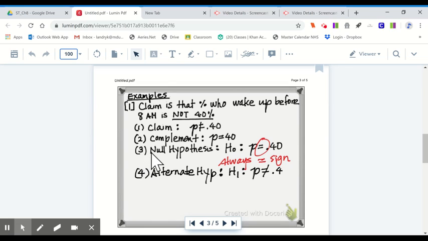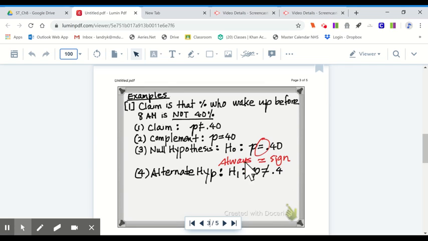And 3, the null hypothesis, remember, is always the equal to. In this case, it's not the claim, but it doesn't matter. Always, the null hypothesis is just P is equal to. So this is 0.4 equal to 0.4. And then the alternate hypothesis, H sub 1, is P is not equal to 0.4, which is the other part.